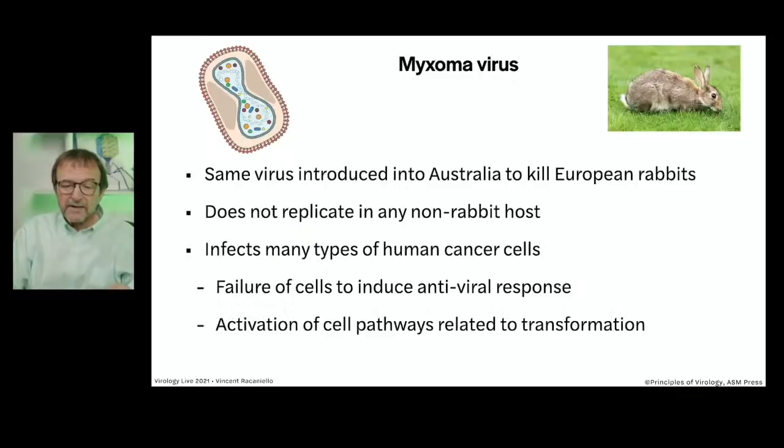And so here are some examples of the use of these vectors to kill tumors. Myxoma virus is a vector that's being explored. It's the same virus introduced into Australia to kill rabbits. It does not replicate in non-rabbit hosts, i.e. humans, but it turns out to infect cancer cells. So this is only something you would find by looking. Yeah, it doesn't infect people, but hey, maybe it'll infect our tumor cells. So they looked, and it turns out to infect cancer cells, probably because there's a poor interferon response and cell pathways related to transformation are activated that are beneficial for the virus.